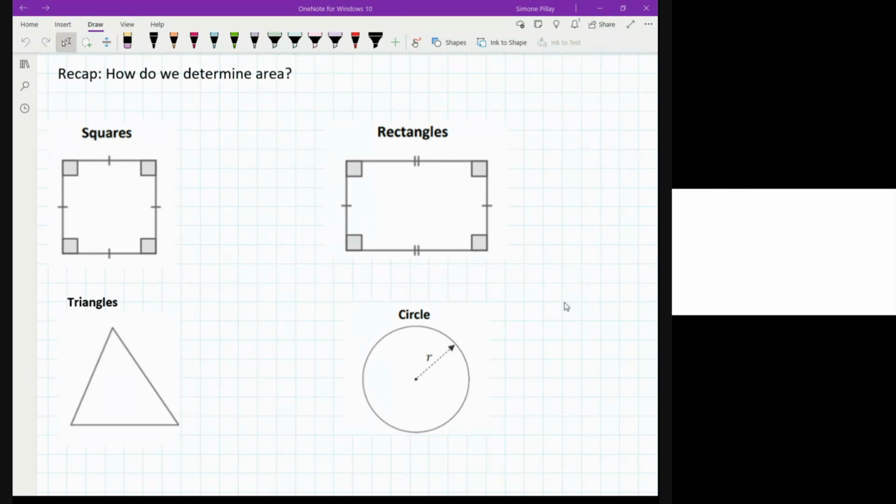Cool. So Pamela, you are joining us at the end of our series. So it is a little bit of a bad time, but you should still be able to follow along. So we're dealing with area right now. We are looking at the formulas to calculate.